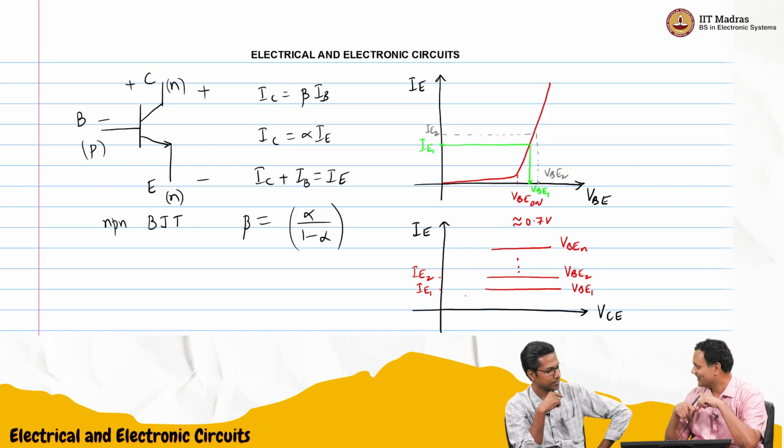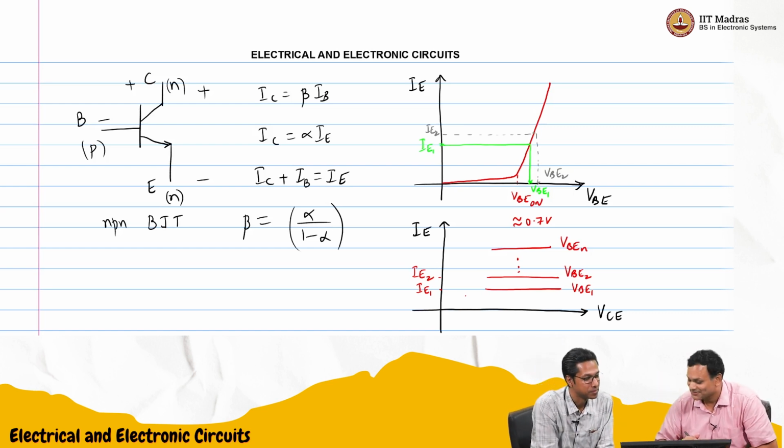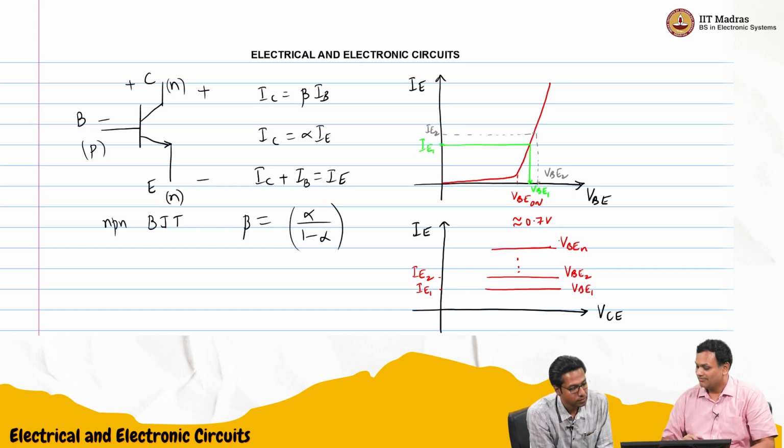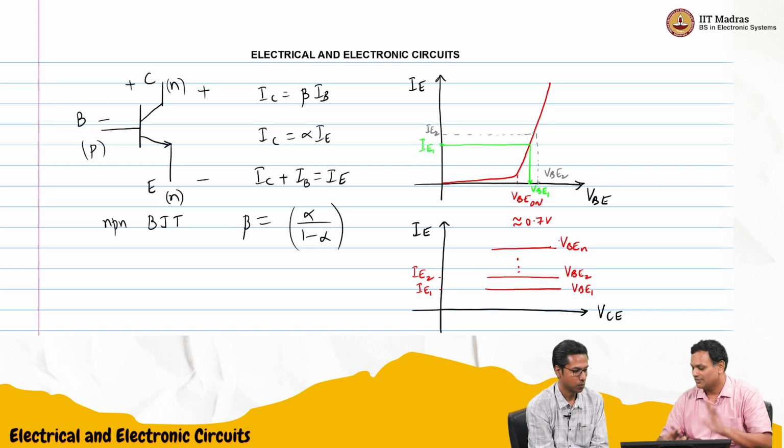Is this why it's called a transistor? Maybe transistor is what we thought, no? Maybe it is because of that. Okay, so now this is great. This is good, no? So VCE will be 0.7 plus VCB.